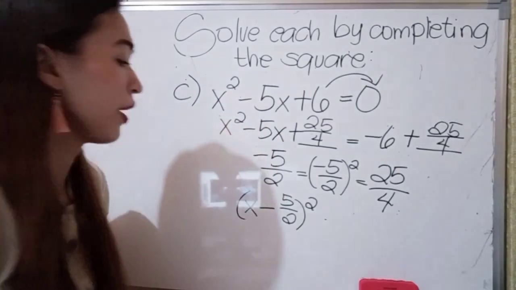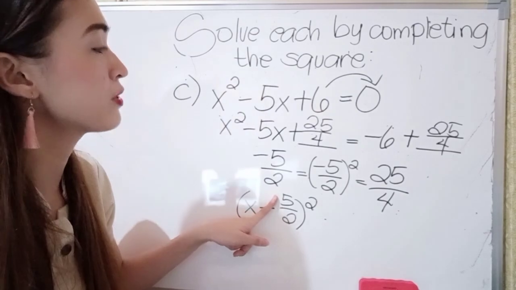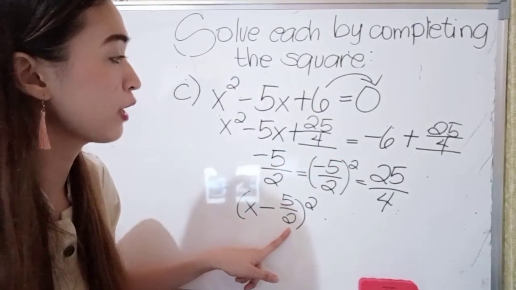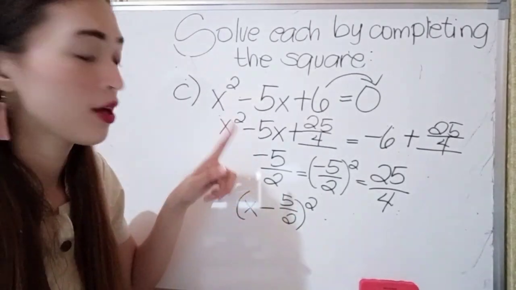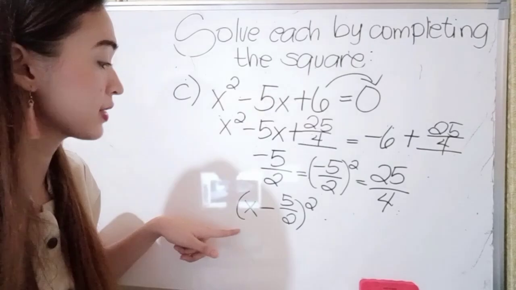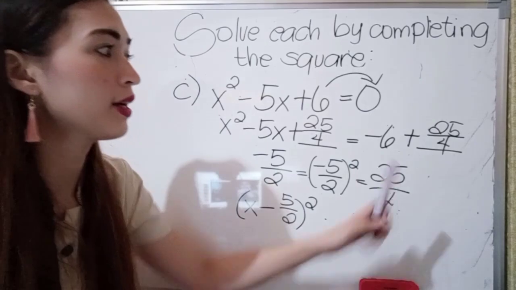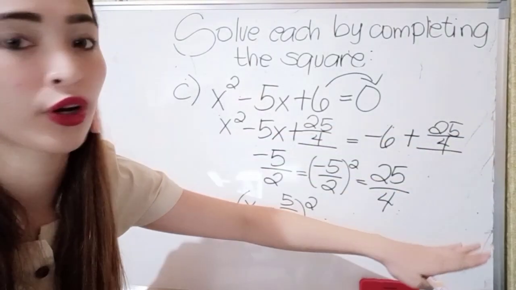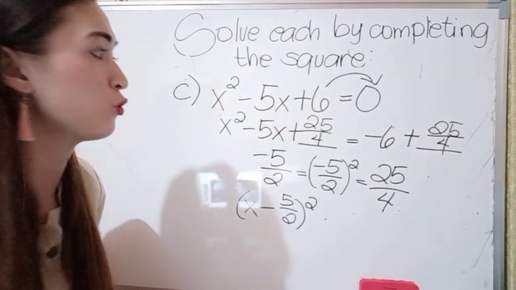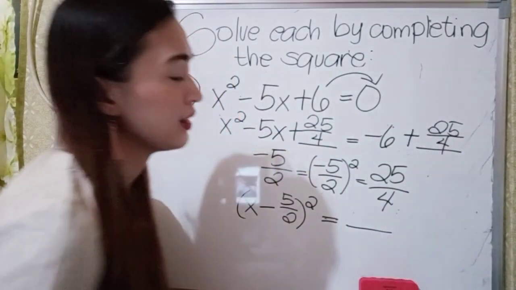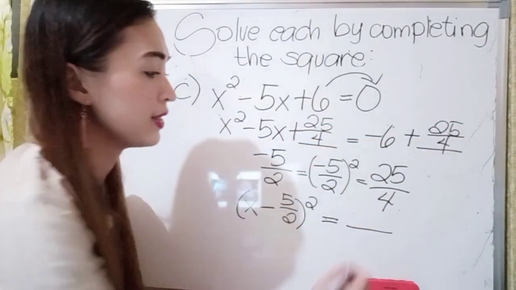Okay, so why 5 over 2 again? So, x times x is x squared, and then 5 times 5 is 25, and then 2 times 2 is 4. Okay? So next, negative 5 over 2 times x is negative 5 over 2x, and then times 2 is 5x. Okay, next is negative 6 plus 25 over 4. Now we're going to add a fraction with the whole number. So what you're going to do is, what is the LCD of negative 6 and 25 over 4? So our LCD is 4.